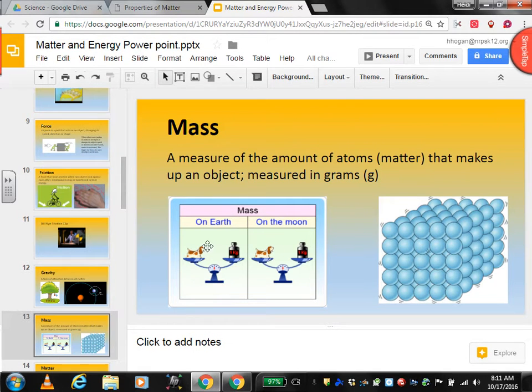And this is just showing that this is not weight. Because on Earth, the dog has a certain mass, and it's the same on the moon. Its weight would be different because the gravitational force on the Earth is different than the moon. So while these are the same, its weight would be different.